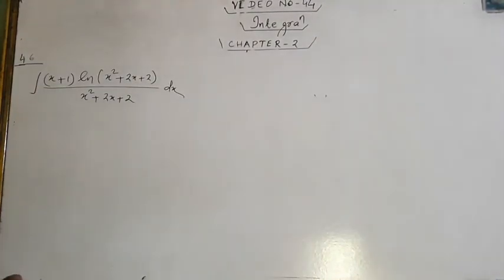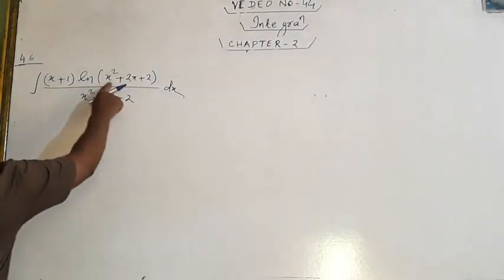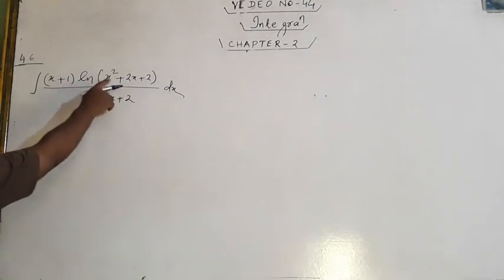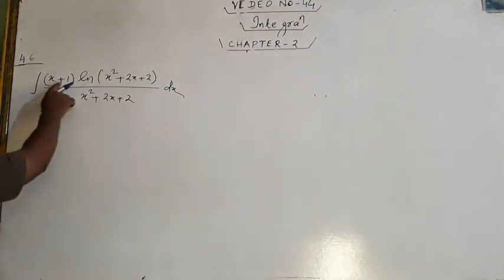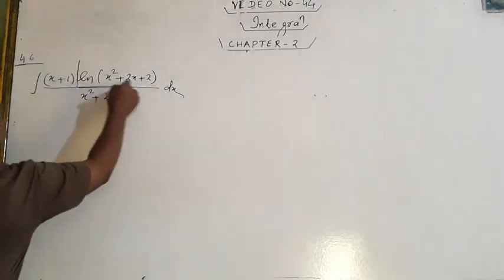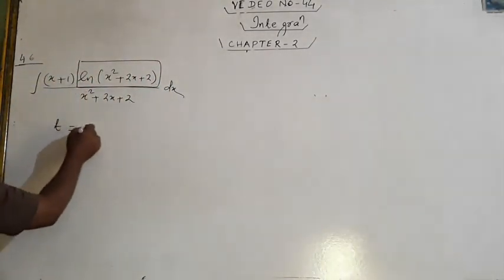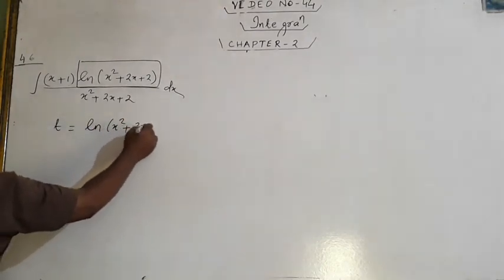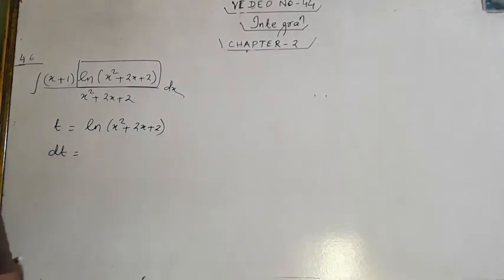Now in this problem, look, x² plus 2x plus 2, its derivative is 2x plus 2, here x plus 1. So if I put t equal to this, then its derivative is also here. But if we put t equal to ln(x² plus 2x plus 2), it will give you more pleasure. Then dt is what?